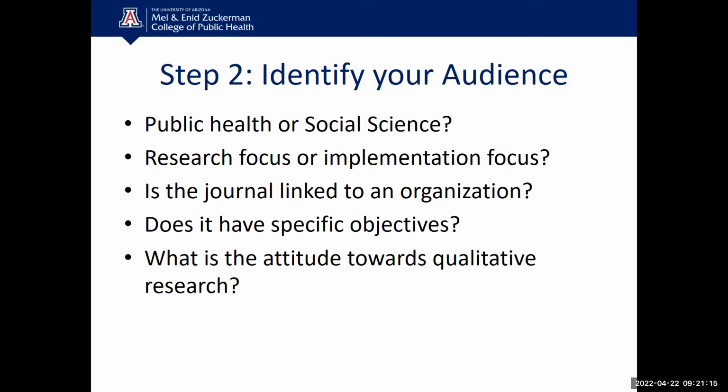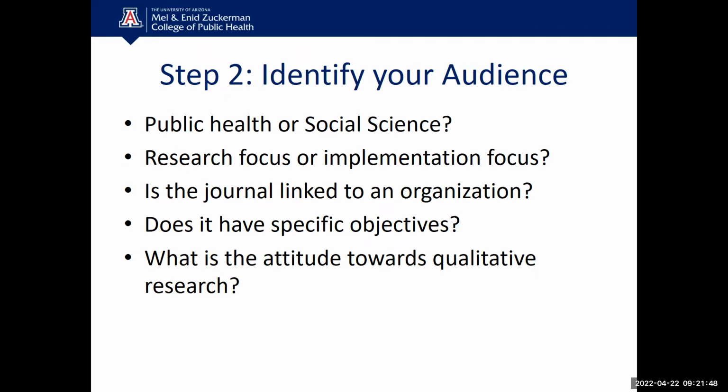So you may write up your work very differently for a public health journal compared with a social science journal. You may have noticed that public health journals have a smaller word count, shorter articles, maybe 4,000 words, and a social science journal, such as Social Science and Medicine or Qualitative Health Research, might have an 8,000 word count.